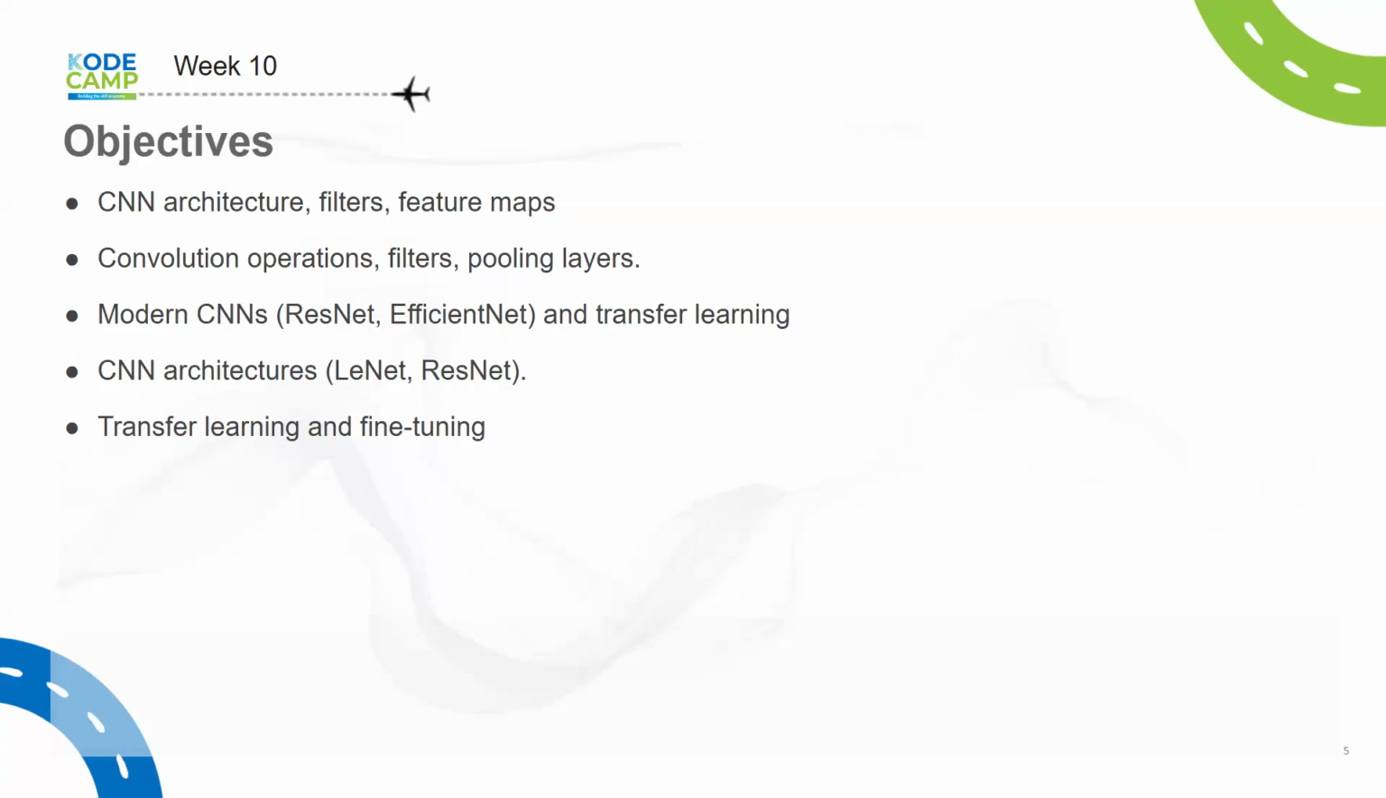Transfer learning helps you to minimize the amount of compute that you need to do to train a model because you're not really training it from scratch. So let's get into it.